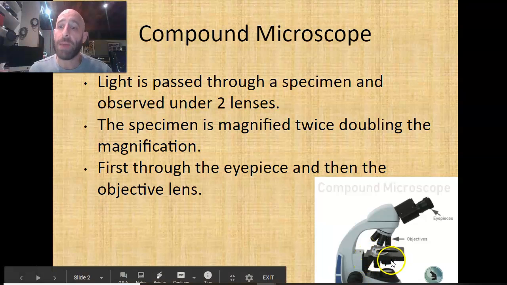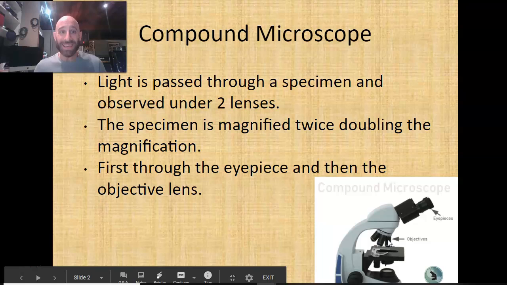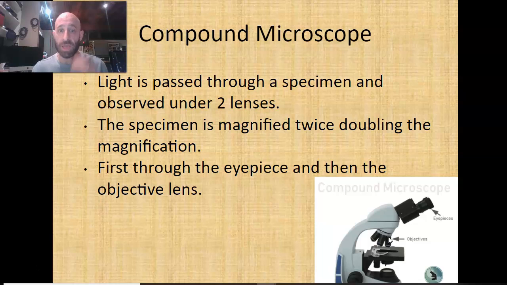So what ends up happening is light comes up through the specimen, goes here, and then it goes through two lenses. The first lens is going to be the objective lens, and then you have the eyepiece. So when you're looking through it, the eyepiece magnifies it once, and then the objective lens magnifies it again. So you're basically doubling the magnification. So if the eyepiece is 10 times and the objective lens is 10 times, you've just multiplied that and magnified it 100 times. You just multiply the numbers together. And I'll talk more about that in a minute.